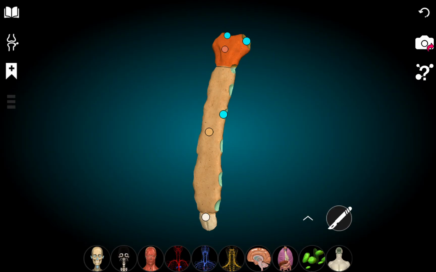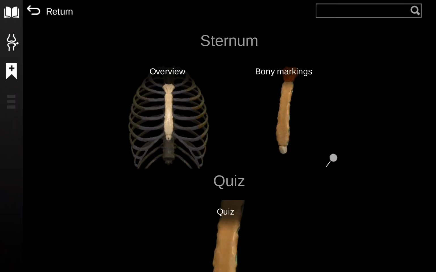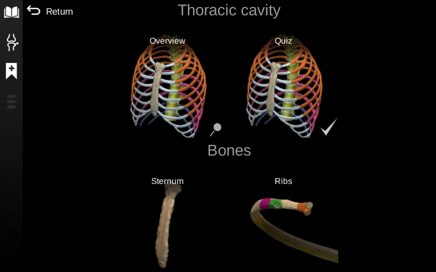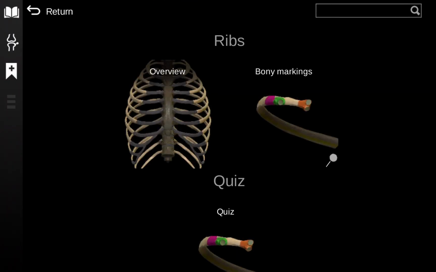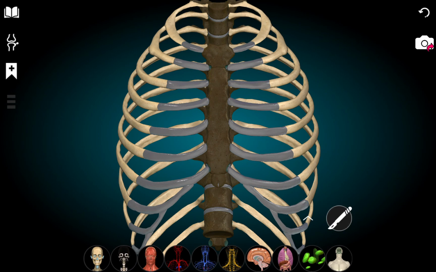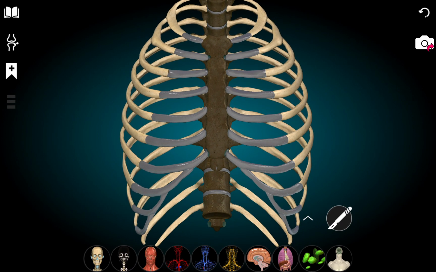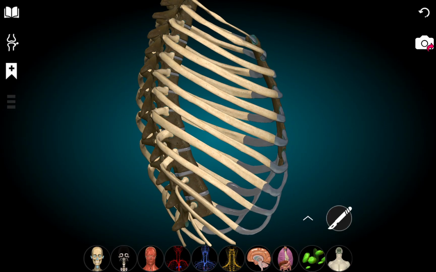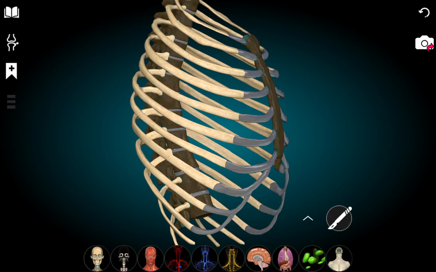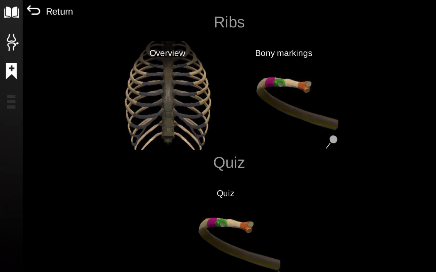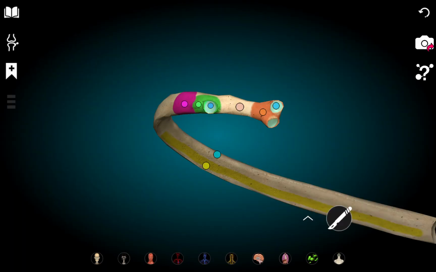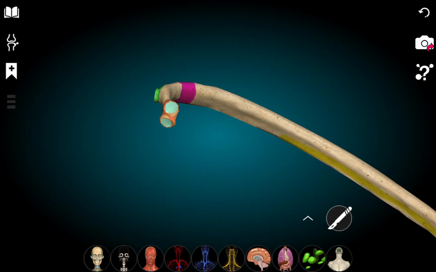So let's go to the ribs. There are two types of ribs. I am showing. So this is our ribs. Here you can see ribs have curved flat bones that form the protective case to the thorax.